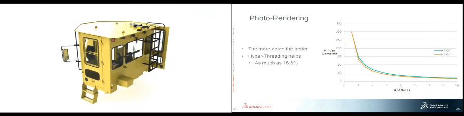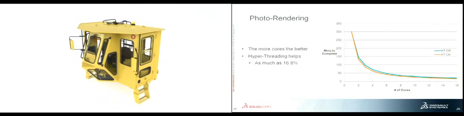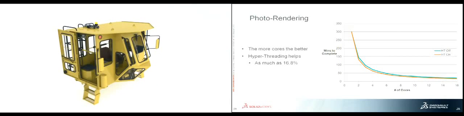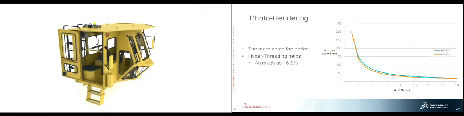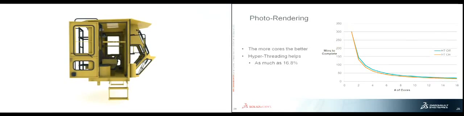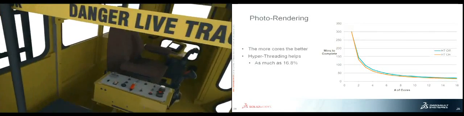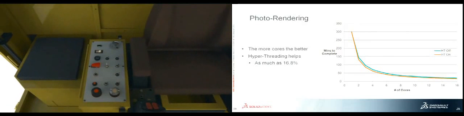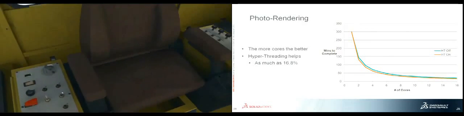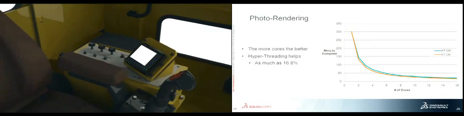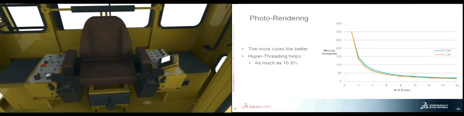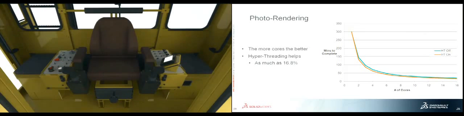So for photo rendering, what we found out, if anybody's done it before, the more cores, the better. If you've done any photo rendering, you see the little pixels on the screen as you're doing your rendering. That's signifying the number of cores you have there. If you got 4 cores, you see 4 little boxes rendering at each time. So the more cores, the better. Hyperthreading definitely helps in this situation, as much as 16.8%. And what we want to look at here, though, is, with the curve that we have here, it doesn't look like there's much of a gain when we go past that 4 core there.